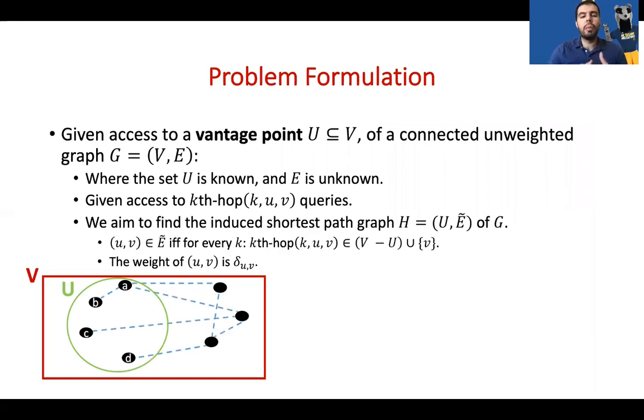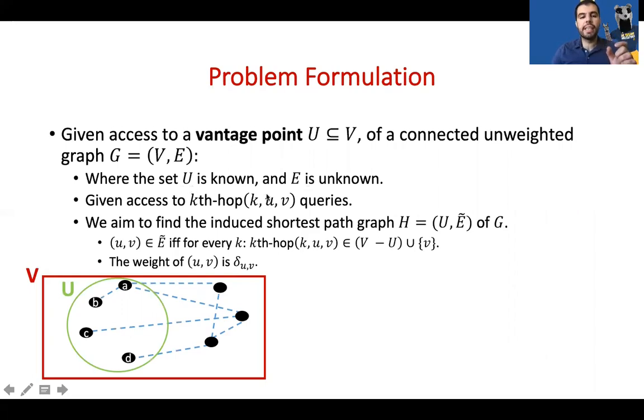So the problem is as follows. We are given access to a subset U, which is the vantage point, of a graph G. The graph G is connected and unweighted with vertex set V and edge set E. And we know the vertex subset U. However, the edge set E is unknown.